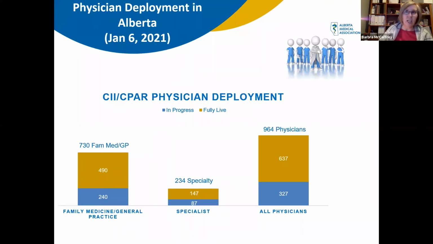This is the early January data. We have 730 family physicians engaged, of which 490 are fully live in the system. At the specialist level, we have 234 specialists, of which 147 are live. In total, nearly 1,000 physicians in Alberta are engaged with CII CPAR. And right now, we have 126 clinics that are fully live.